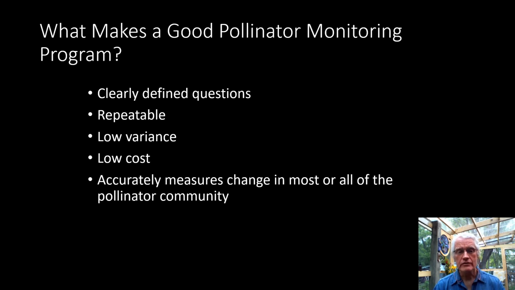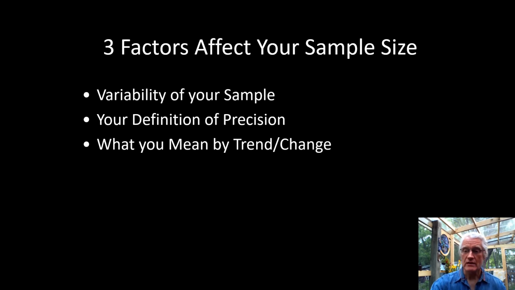So what makes a good monitoring program? Clearly defined questions at the beginning. What are your goals? It's repeatable, with low variance, as low as you can get realistically. Costs are low, and then you want to have an accurate measure of change in populations for most of the pollinator community. So you need to bring in as many of the species as you can, which means multiple techniques in most cases. Three factors are affecting your sample size: variability of your sample, how you define precision, and what you mean by trend or change.